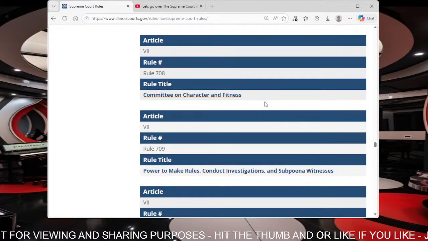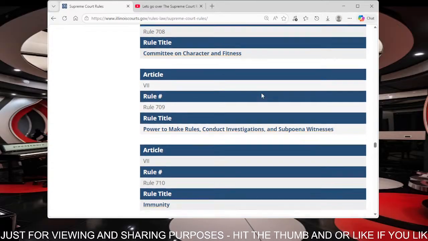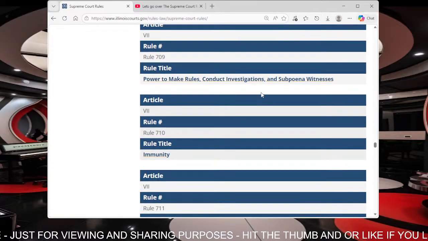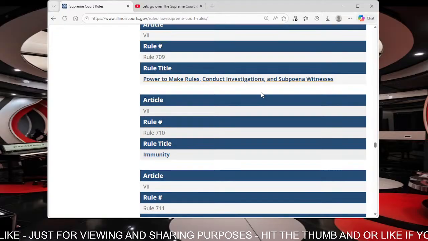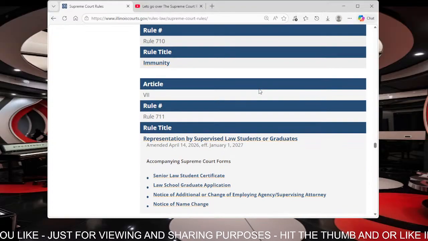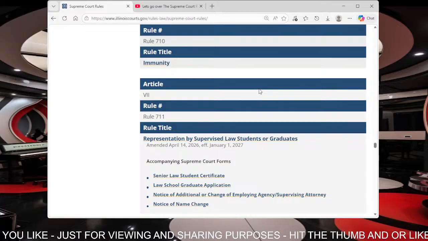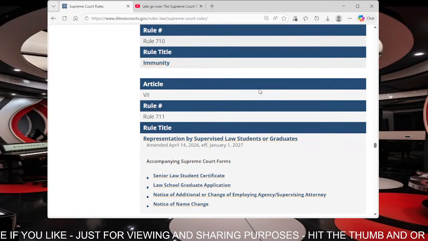708, Committee on Character and Fitness. This is all attorney stuff. 709, power to make rules, conduct investigations, and subpoena witnesses. 710, immunity. Oh, we gotta check that out.